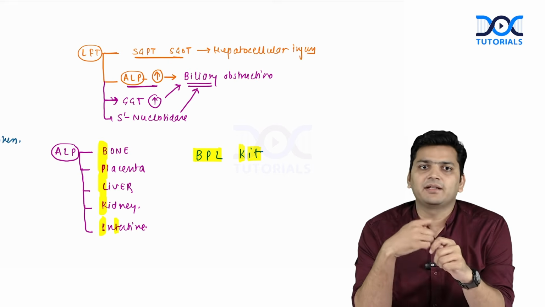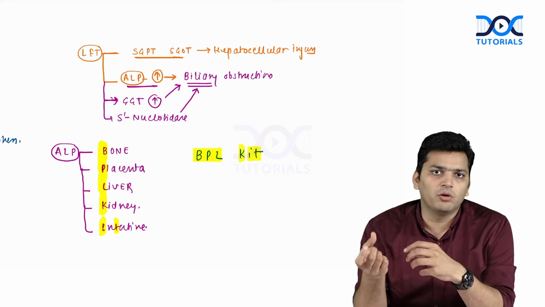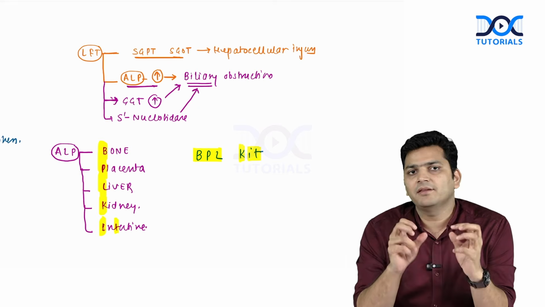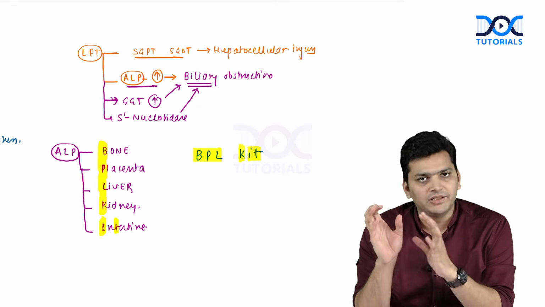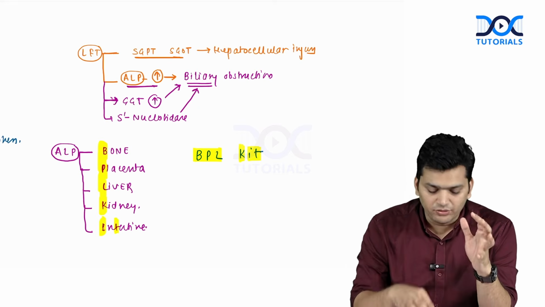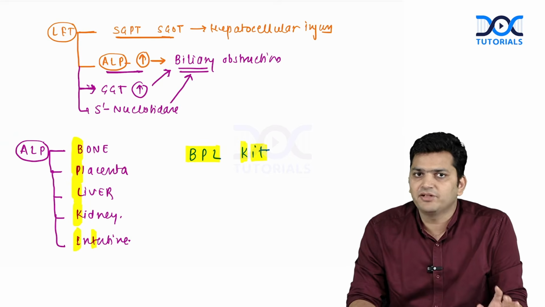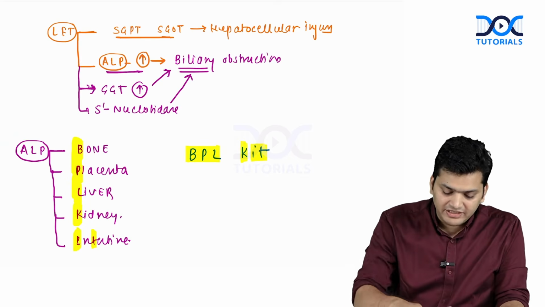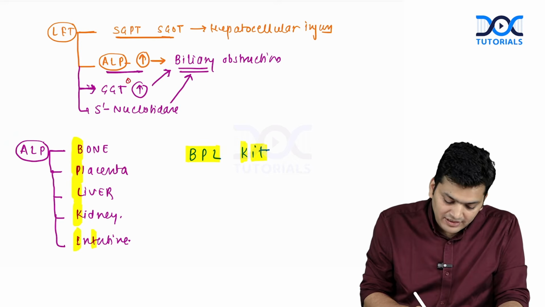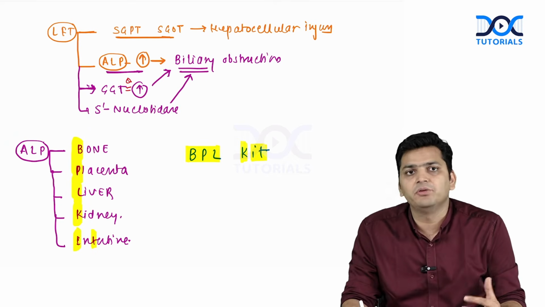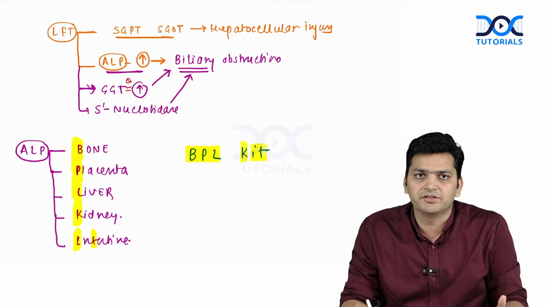Secondly, we have discussed that if there is a bile obstruction, maybe because of gallstone or maybe because of tumor, then there are 3 enzymes which can increase. One is alkaline phosphatase, the second is GGT, and the third is 5' nucleotidase. The GGT has been asked recently in the exam. They asked which enzyme is going to increase in a patient of biliary obstruction. It is going to be the GGT.